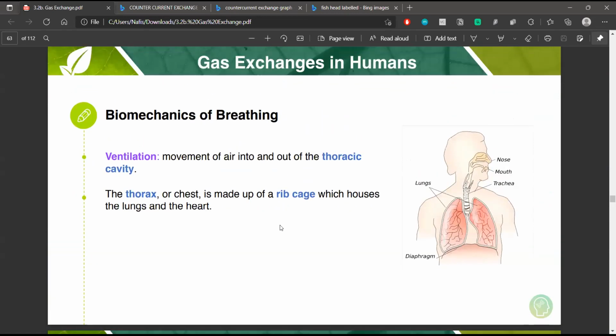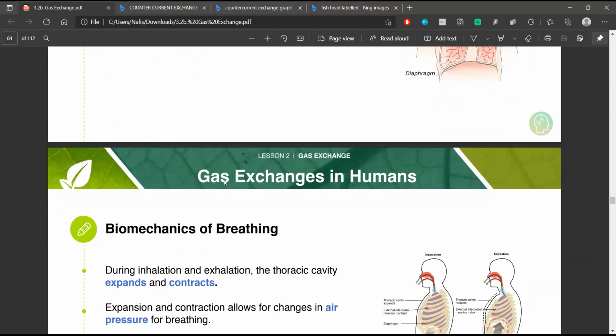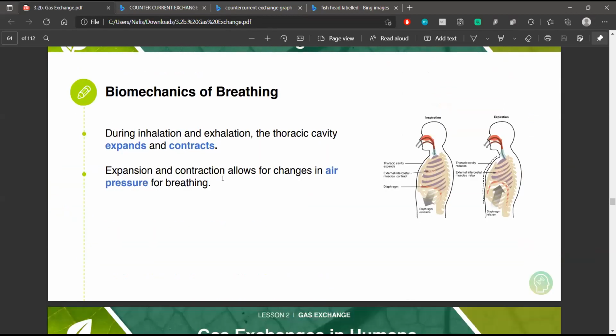Okay, biomechanics of breathing. Ventilation is the movement of air into and out of the thoracic cavity. The thorax, or chest, is made up of a rib cage which houses the lungs and the heart. During breathing, the thoracic cavity will expand and then it will contract. The expansion and contraction allows for changes in air pressure for breathing.